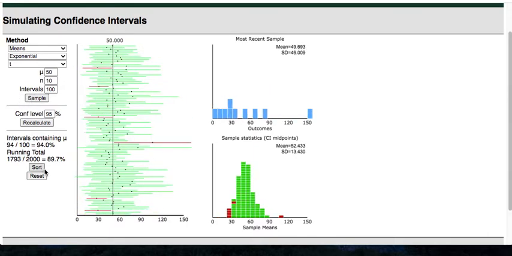And now we're up to 2,000 samples. And once again, our capture rate is kind of below the 95%. We're at 89%. You can see again, this is pretty typical when you pull from a really skewed population. You kind of get some outliers and some skewness over here. And again, you look at the sampling distribution itself, and you could see it's really not symmetric.